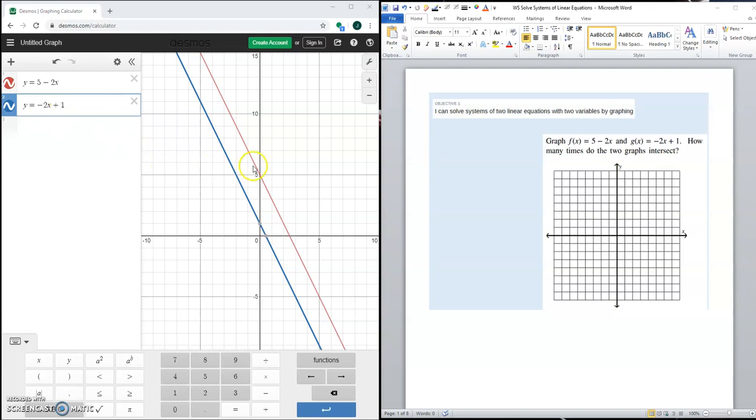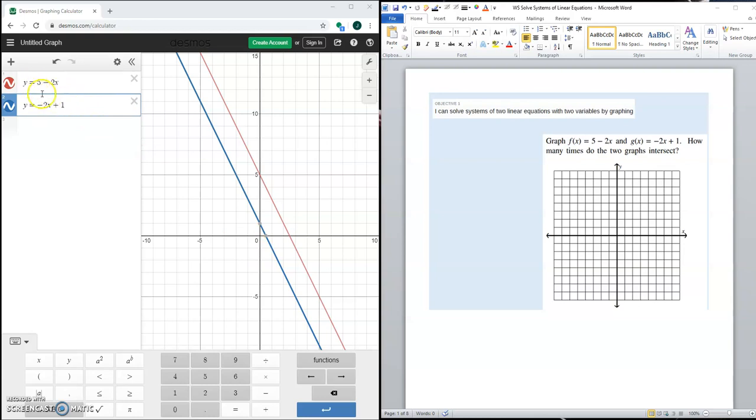And as you can see, the two lines will not intersect. So how many times will they intersect? The answer should be they will intersect 0 times, or they will never intersect, because the lines are parallel. So let us have a quick review of what we discussed earlier. You know that two lines are parallel if they have the same slope but different y-intercepts.